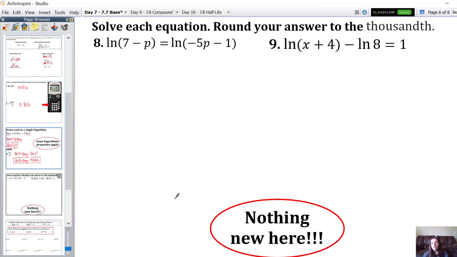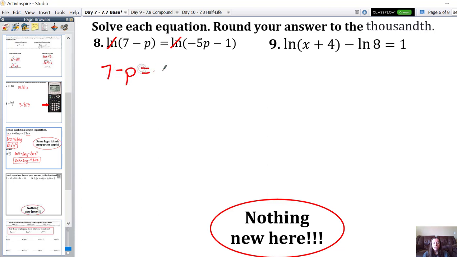When we're solving for natural log equations, the same rules also apply, as if it was regular logs. If we have a natural log on both sides of the equation, we're going to condense first, and then we can set the insides equal to each other. So in number 8, we don't need to condense anything on either side, so we can go ahead and set the insides equal to each other.